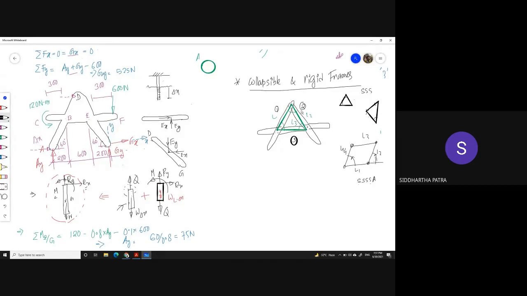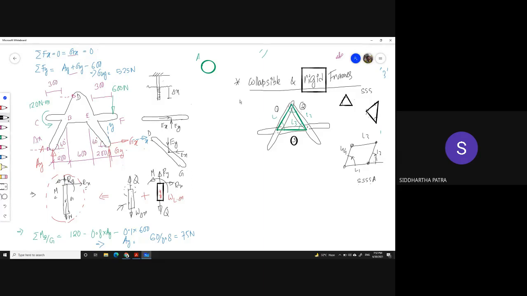Now when you have 3 rigid bodies pinned like this, the assembly itself becomes a rigid body. And that makes a rigid frame. And a rigid frame is optimally supported. This part is important. A rigid frame is optimally supported when it is supported like a single rigid body.